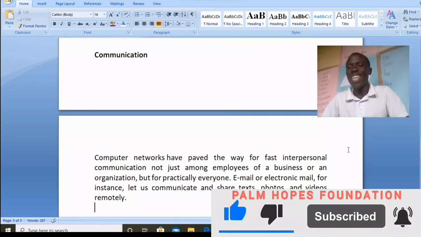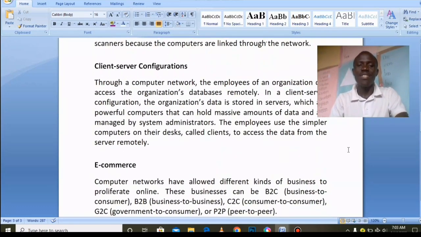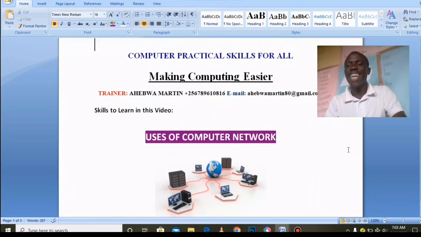So, my dear friend, these are some of the advantages or the uses of computer networks.